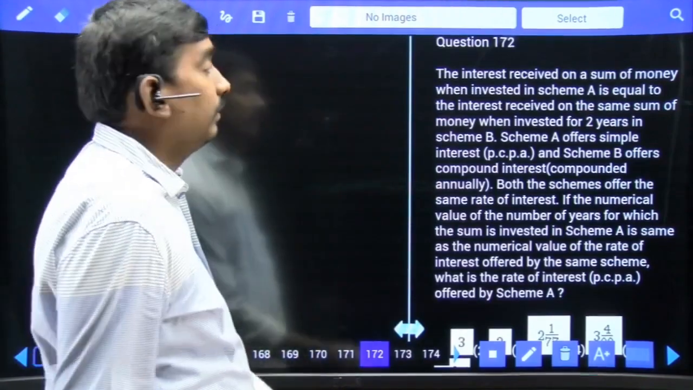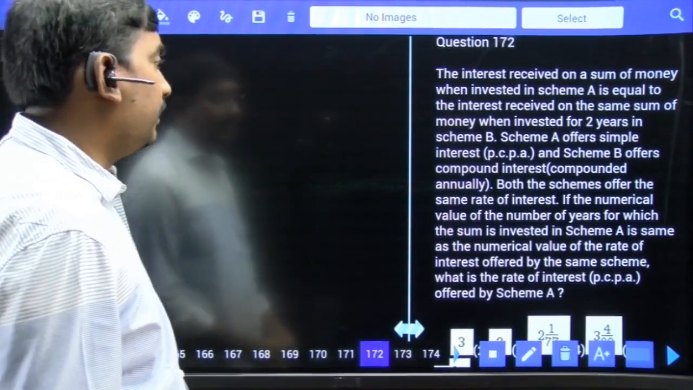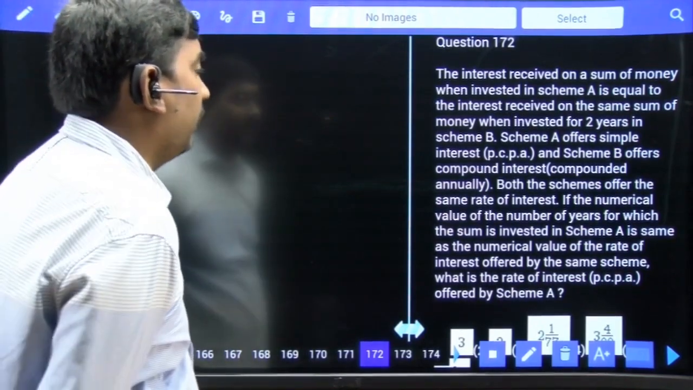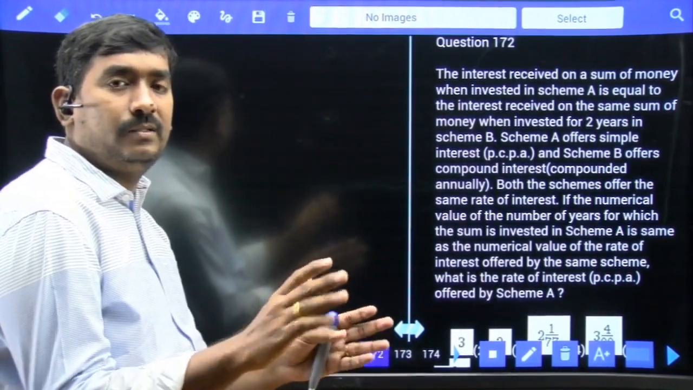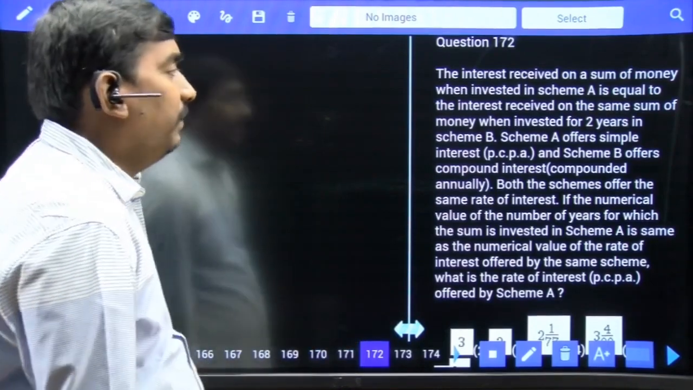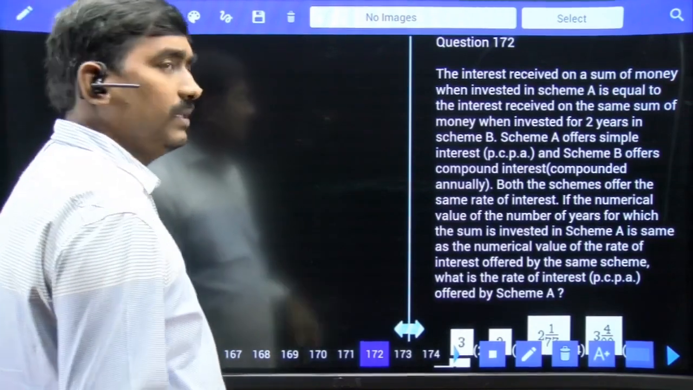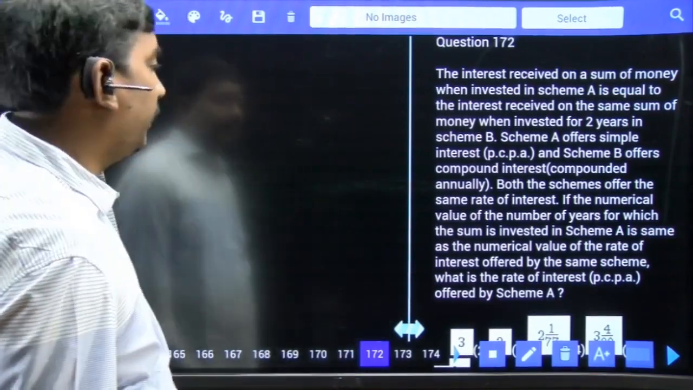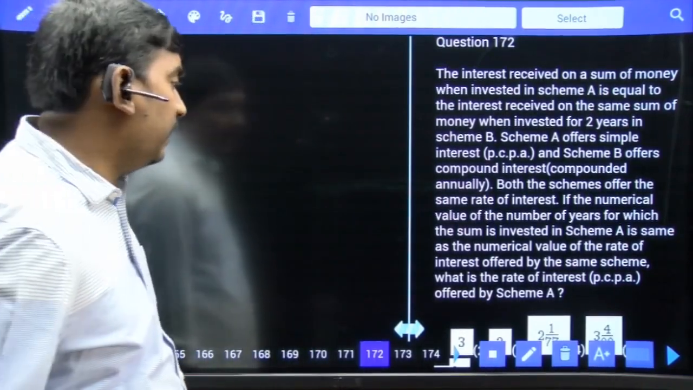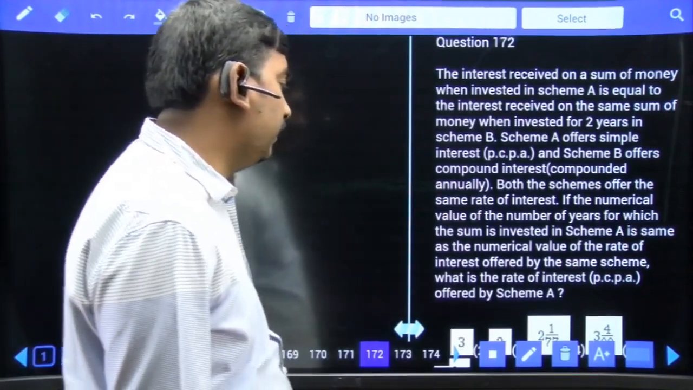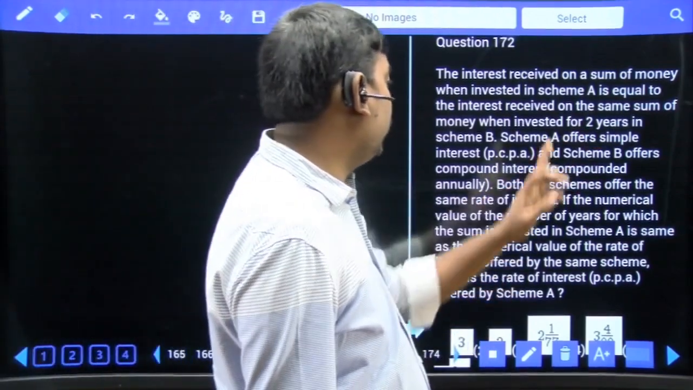Next. The interest received on a sum of money when invested in scheme A is equal to the interest received on the same sum of money when invested for 2 years in scheme B. Scheme A interest and scheme B interest are both the same. Scheme A offers simple interest, scheme B offers compound interest. Both schemes offer the same rate of interest. If the numerical value of the number of years for which the sum is invested in scheme A is the same as the numerical value of the rate of interest offered by the same scheme, what is the rate of interest offered by scheme A? Scheme B is for 2 years.